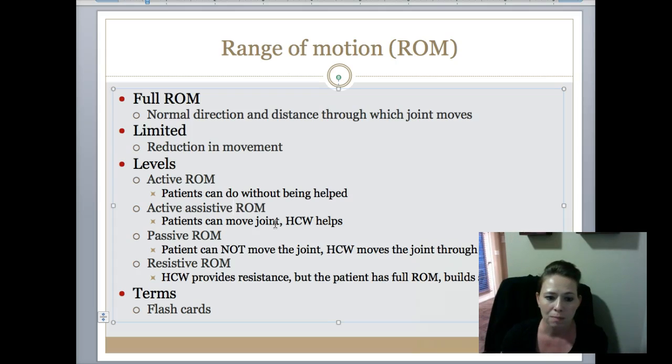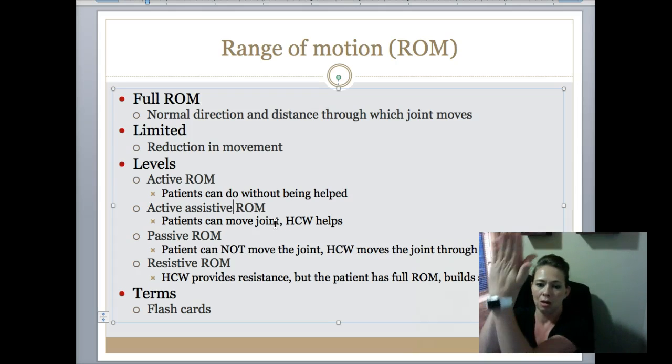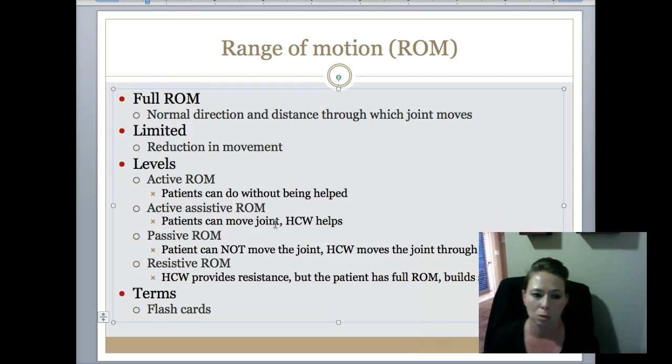Resistive range of motion means the healthcare provider is providing resistance, so the patient, when they're doing that range of motion, they're pushing against it. So it's like their hand would be here, and they're asking you to push it down, and they're building strength. Okay, maybe they have weights of some sort.